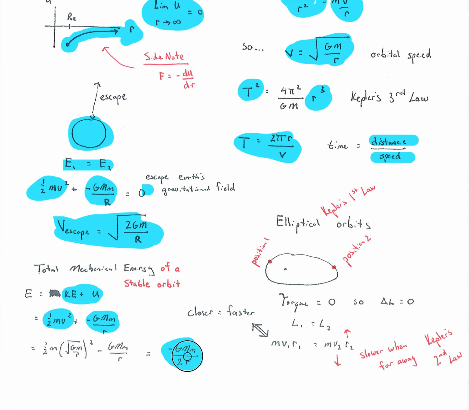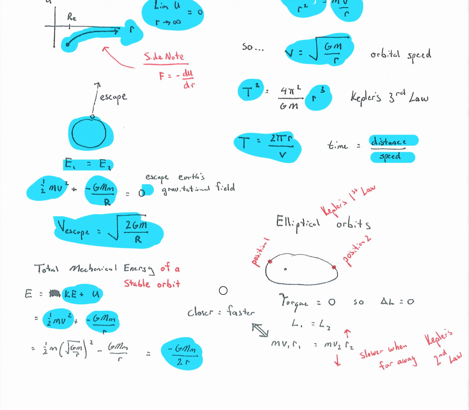You can memorize that if you wanted to, but that is the total energy of a satellite in stable circular orbit. And you can notice that it's negative. It'll always be negative because the potential energy will always end up being negative, and it'll be double the kinetic energy. And so when you combine those, you get that -1/2.